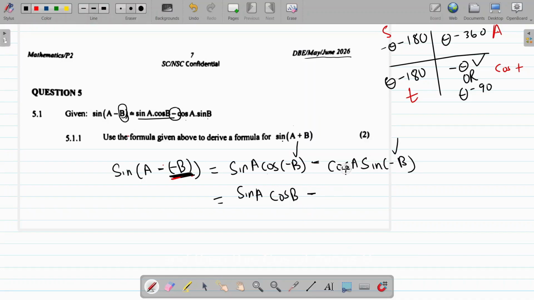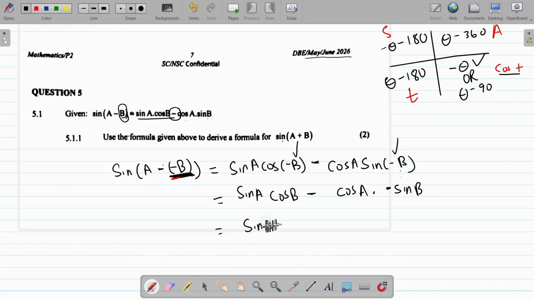And then we have the negative sign over here. We have cos of a, and then sine of minus b. Remember, we're in the fourth quadrant and cos is the only one that is positive in that quadrant, which means that this sign would be negative. It will be multiplied by minus sine of b.